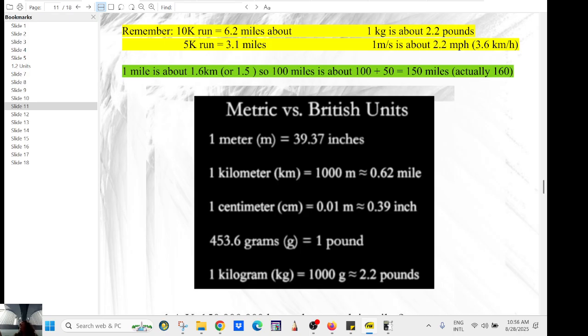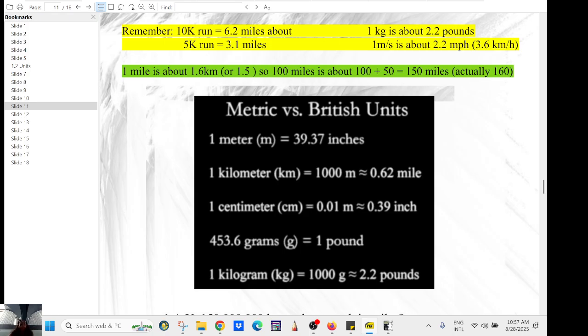One inch was based on the inch, right? So it's kind of obsolete. Nevertheless, we are still using the British system. The way you convert from kilometers to miles is easy to remember.